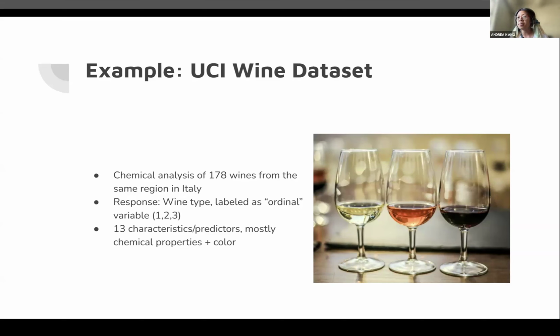Supposedly it's labeled as an ordinal variable, listed as type 1, type 2, or type 3, but there's no inherent order. We want to see how well we can apply ordinal regression, seeing if it can preserve the order based on the info we're given, using the 13 predictors and characteristics, which are mostly chemical properties or color or appearance.